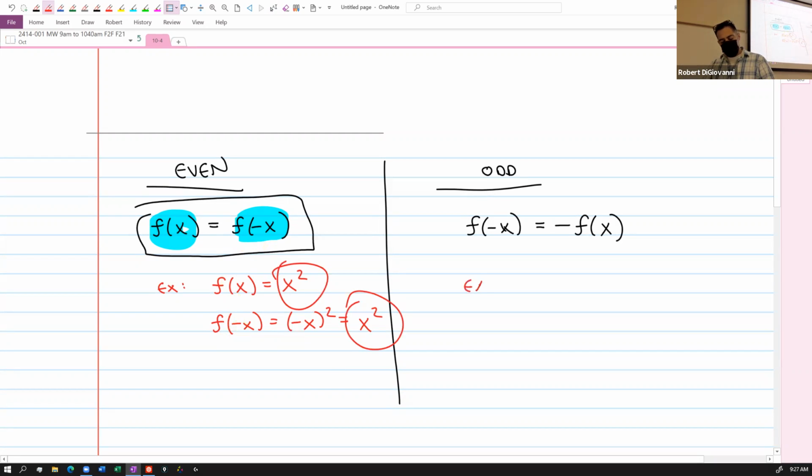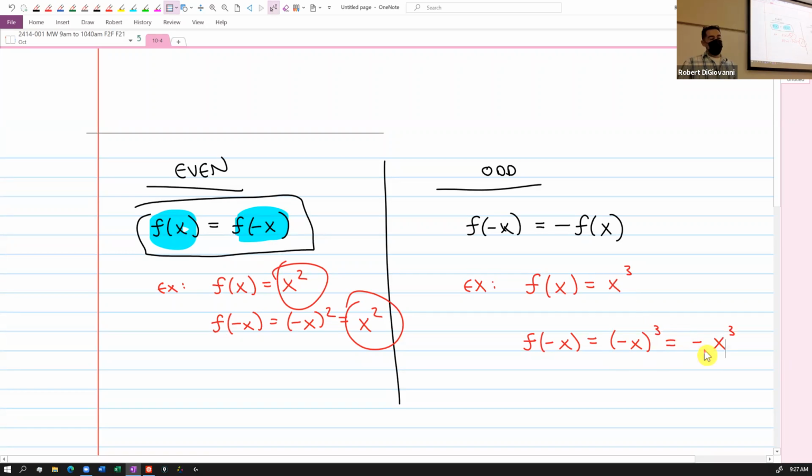Now for an odd function, I'll take the most basic odd function there is, x cubed. I could try the same thing. Let me try -x in here. Well, if I plug in a -x, now I know that when I cube a negative number, it does not become positive, it stays negative. So this really could be looked at as being negative x cubed.